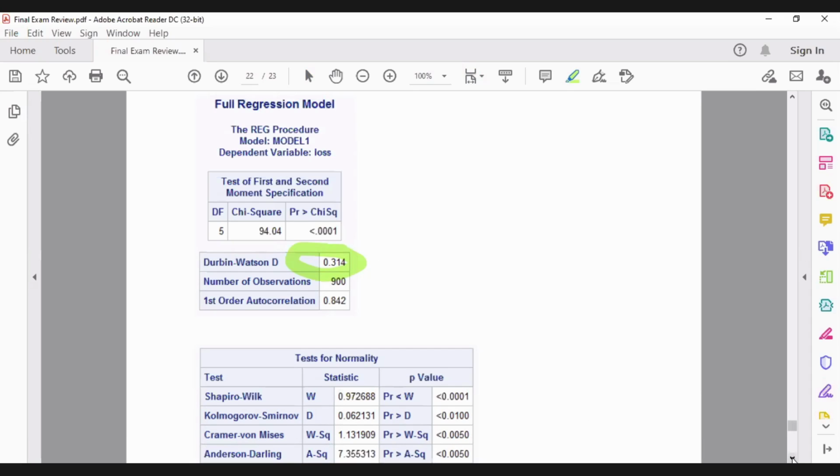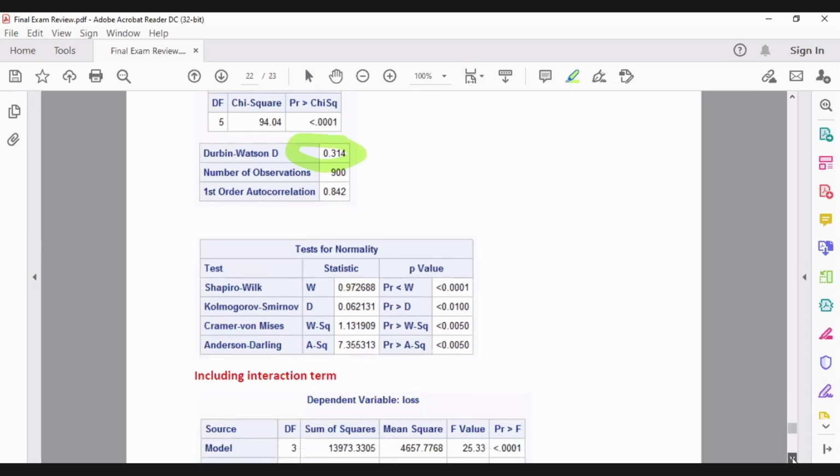Test for normality. We got Anderson, p-value is equal to 0.005, less than 5% significance. So we do reject the null hypothesis of normal distribution. So the errors are not normally distributed.